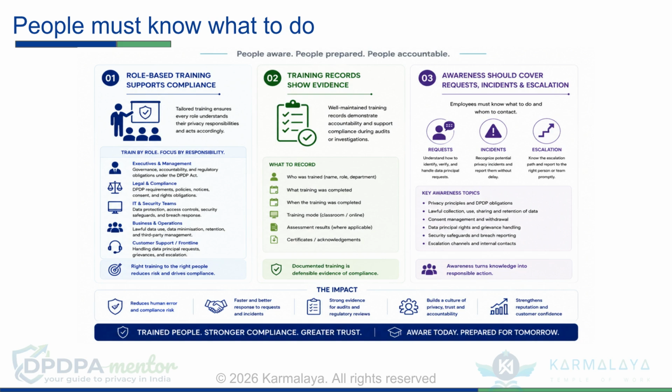Your people must know what to do. Implement role-based training to ensure every employee understands their specific privacy responsibilities and how to handle potential incidents. Frameworks fail when staff do not understand how privacy duties apply to their role. Training should therefore be role-specific and repeated often enough to remain useful as processes and obligations evolve.